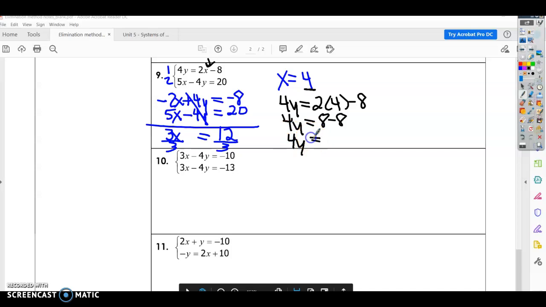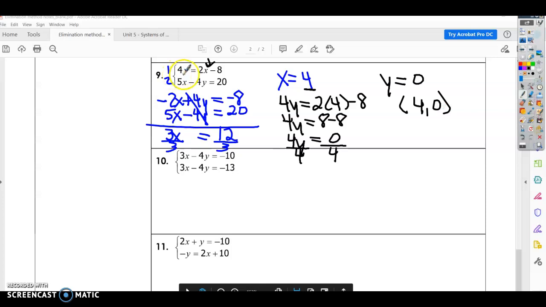And 4y equals 0. Divide by 4, y equals 0. All right, so we have our x and our y. So our ordered pair is (4, 0). Go ahead and check it just to make sure.